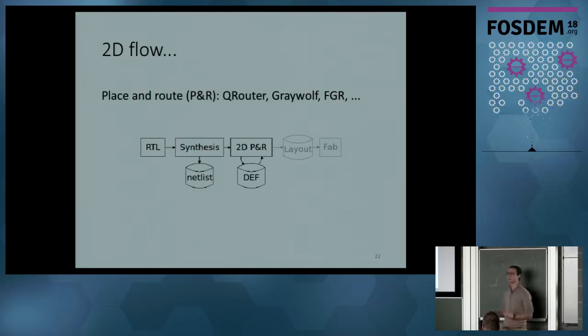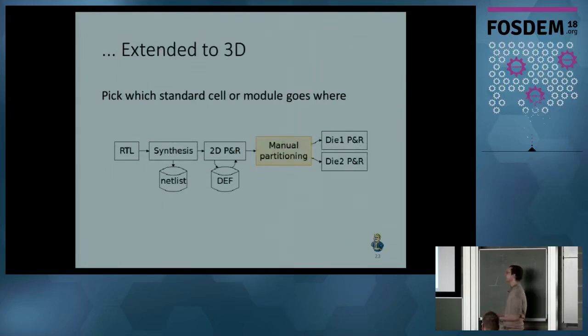But we want to go further. We want to extend this 2D flow into a 3D flow. And that extension, well, first would be to simply manually partition the design. That is, you have your placed and routed design, and you will pick which gates or logic blocks will go on which die. And you would need a very clever designer to do that, and to interrupt the flow, manually partition it, and then replace and route each die. So that is a bit stupid, actually. We want to automate this manual partitioning so that we have a whole 3D EDA flow.